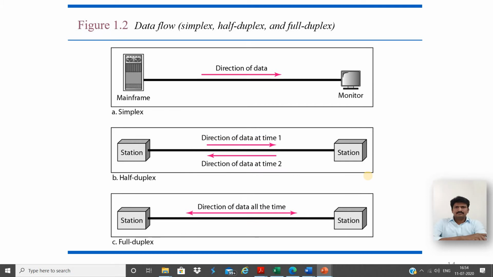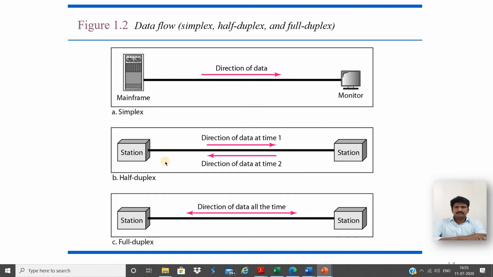And data flow, we have how the data flow is going to take place from one computer to another computer. Like you know, one form of data communication is simplex. Here we have a mainframe computer and a monitor. It is a one direction communication. The mainframe computer will give the data to be transferred, and the monitor is going to receive only. This monitor cannot reply back to the mainframe computer. This one is simplex communication.